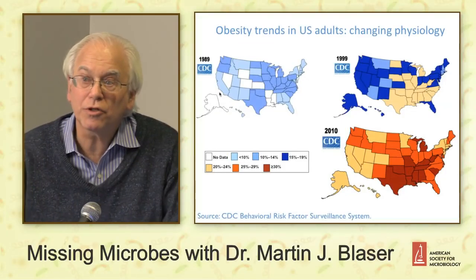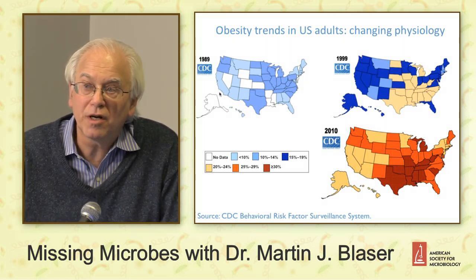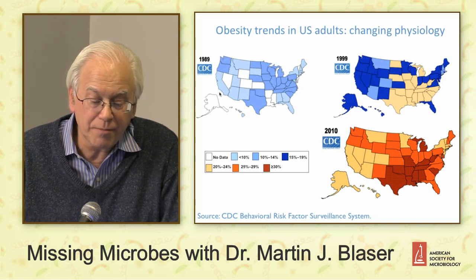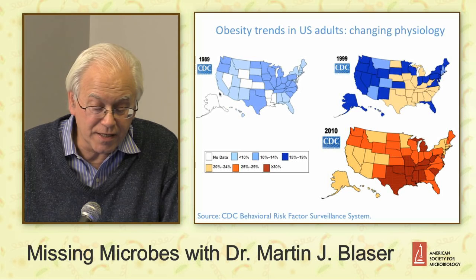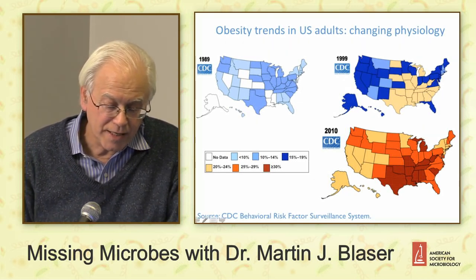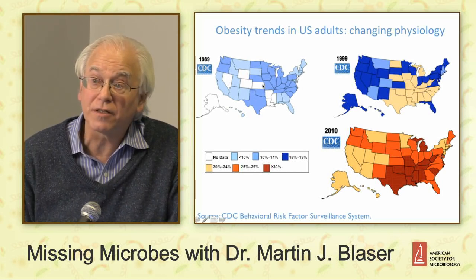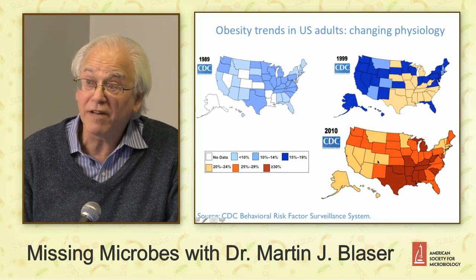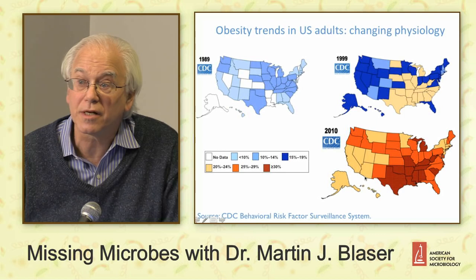So I now want to turn to a problem that all of you are aware of, and that is obesity. This slide shows obesity maps in the United States from the CDC, 1989 to 2010. And in 1989, there's no state in the United States where more than 14% of adults are obese. By 2010, there's no state with less than 20% obesity, and the national average is 30%.